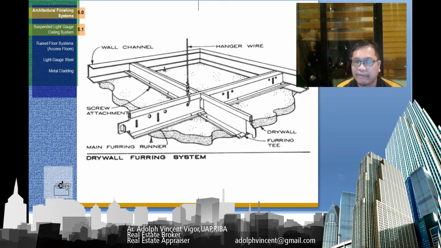This is an example of a drywall furring system. Here you can see the hanger wire, the wall channel, the screw attachment, the furring T.